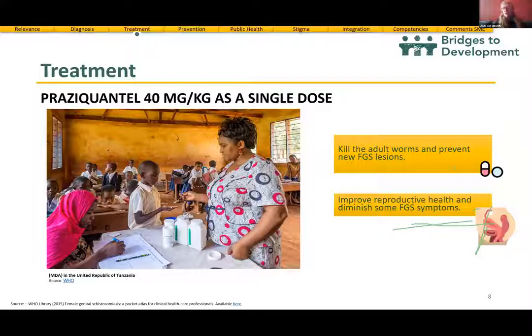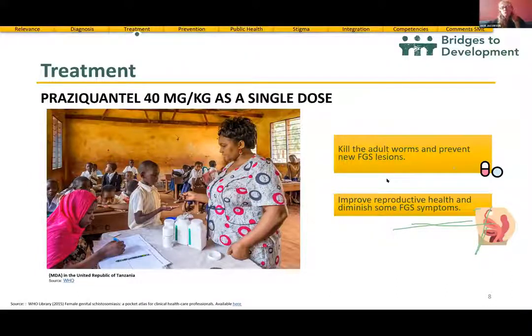So what do we do? How do we treat this? What is the response to this? We use praziquantel, the drug of choice for this. It's 40 milligrams per kilogram as a single dose. And this kills the adult worms and prevents new lesions of FGS coming.